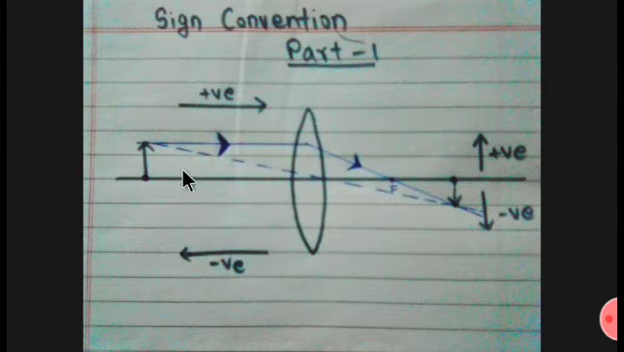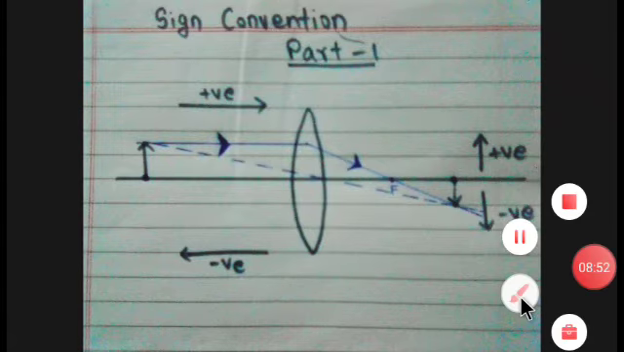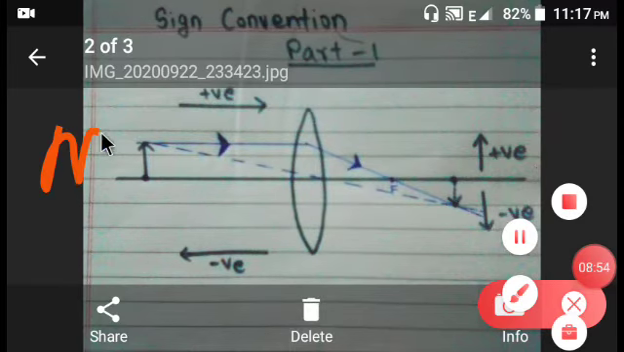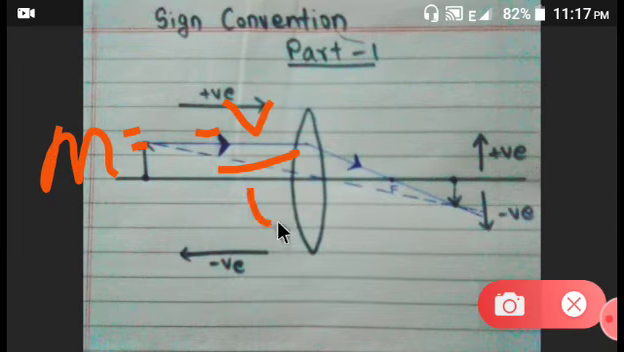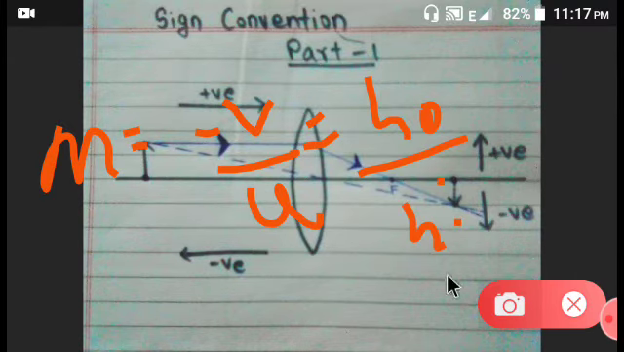So anything which is going to point upwards from the principal axis is taken as positive, and anything which is going to point downward from the principal axis is taken as negative. And normally what they are going to give is the size of the object or size of the image. For a simple thing I can say that magnification is equal to minus v by u, or else you can just simply say h of image by h of object.